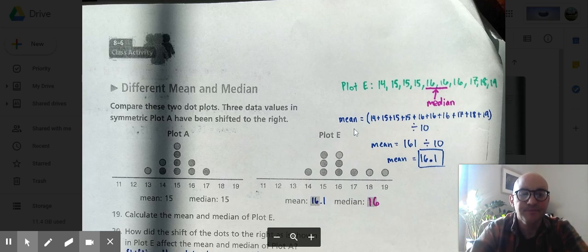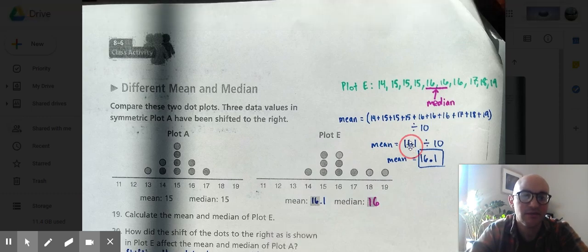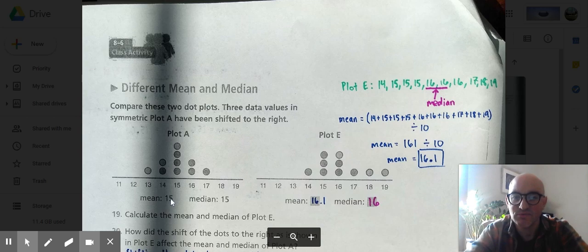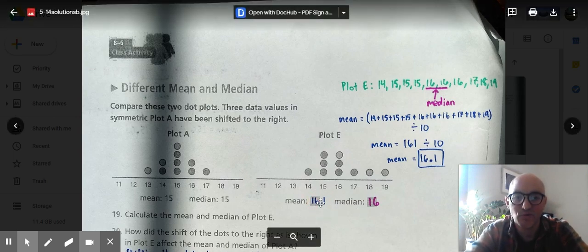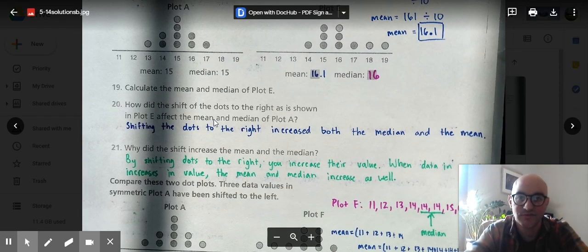For the mean here, I'm going to have to add everything up and divide by 10 because there are 10 total dots, or 10 total data values here. So the mean is just 14 plus 15 plus 15, etc., and then I divide by 10. When you add it all up, you get 161 divided by 10, and 161 divided by 10 is 16.1. Okay, so if we notice, we went from a mean of 15 to a mean of 16.1, and we went from a median of 15 to a median of 16. So in both cases, the mean and the median shifted upward as our dots shifted to the right.